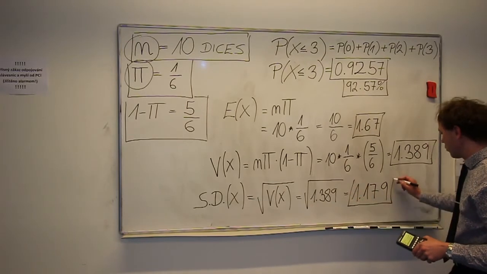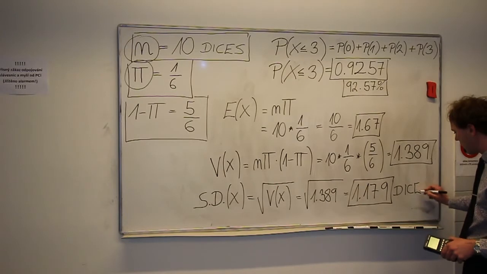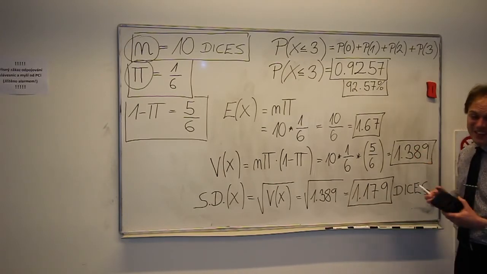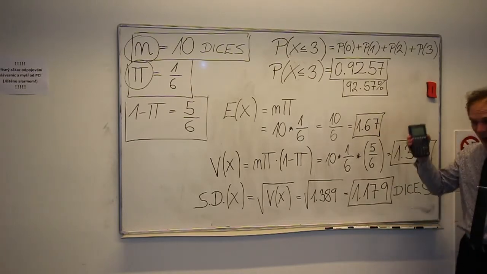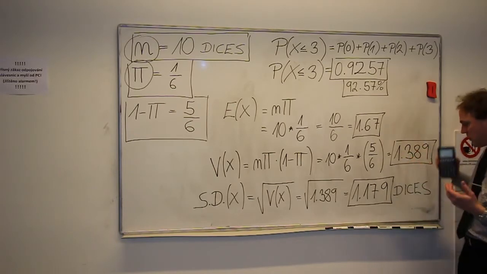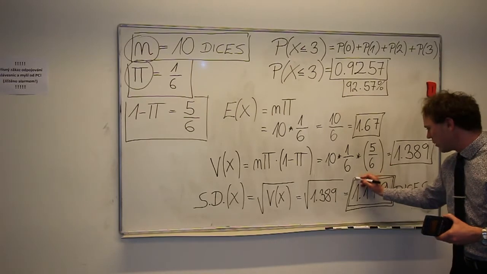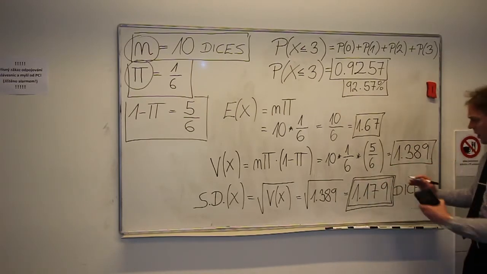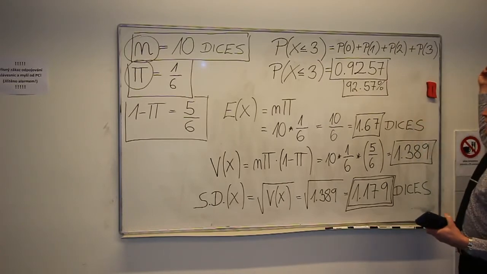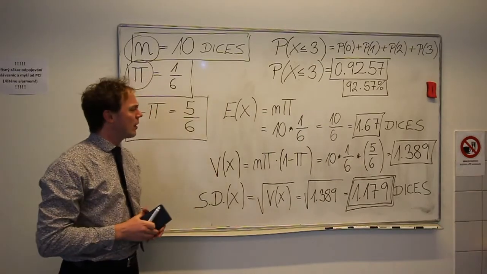So this is the standard deviation in dices. This is the variance in squared dices, but I don't know what a dice in squares is. It's not possible to interpret this value, so the standard deviation is better. I calculated the standard deviation in dices. So that was the binomial probability distribution, and we can continue.